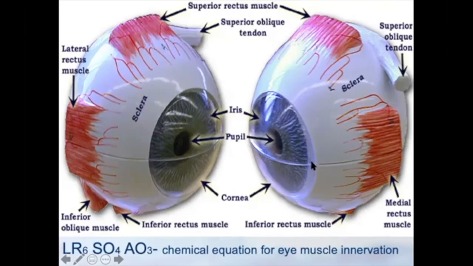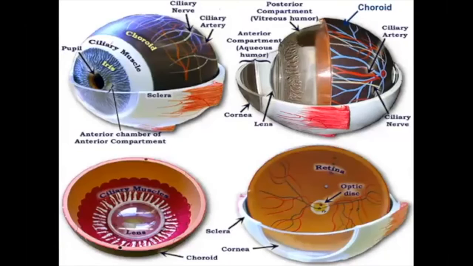Now we'll look at the different parts of the eye. So this little glass-looking covering of the eye, that is the cornea. Now the colorful part of the eye is the iris, and the hole in the middle is the pupil. Pupil is usually a feature that I ask about on the test.